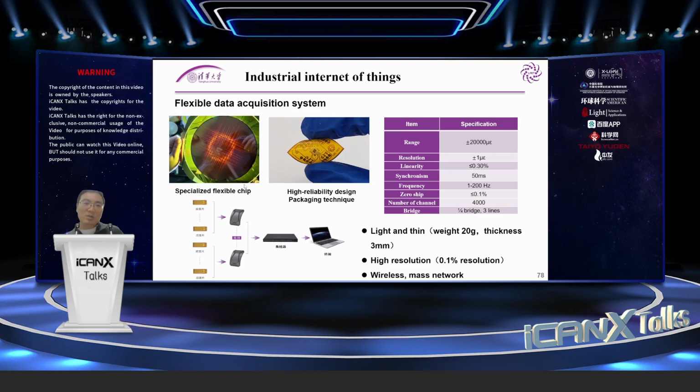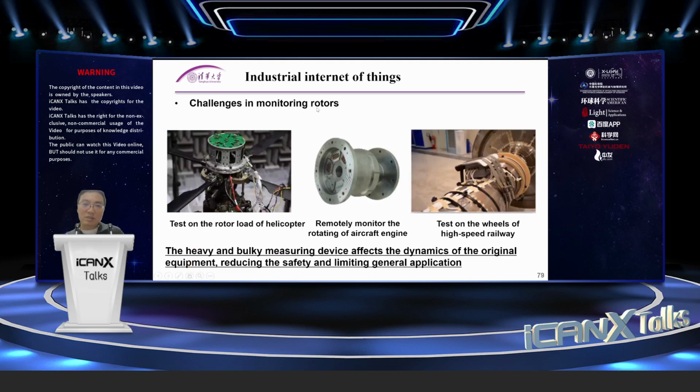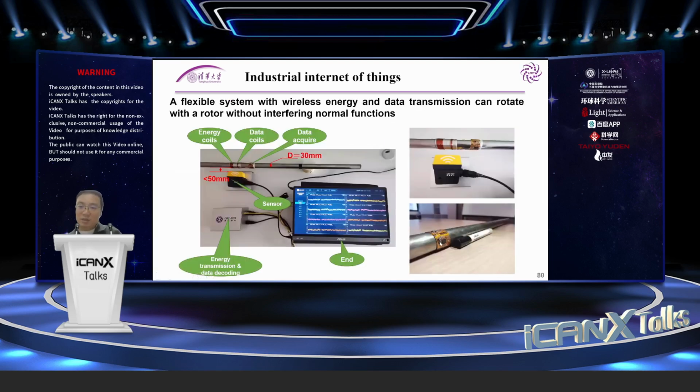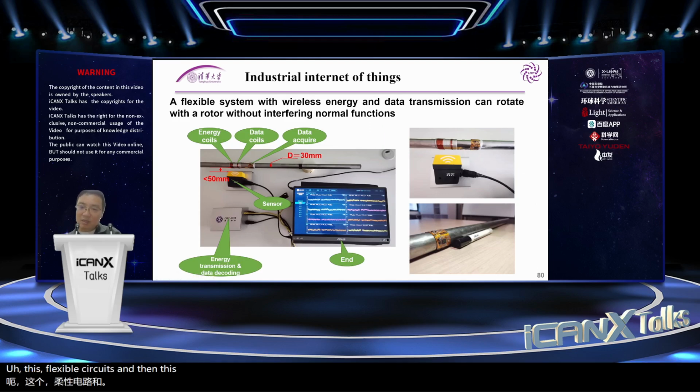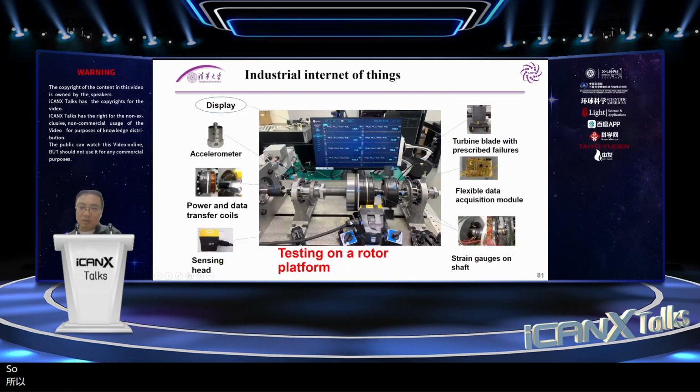We also use this technology to develop the monitoring system for rotors. For example, sensors to measure the deformation, the stress, the temperature and the vibration with these flexible circuits. And then these circuits can be naturally attached to the rotors. So this is a rotor testing platform. When it rotates, the system can measure the stress, strain, vibration, temperature, and wirelessly transmit this data to the computer.